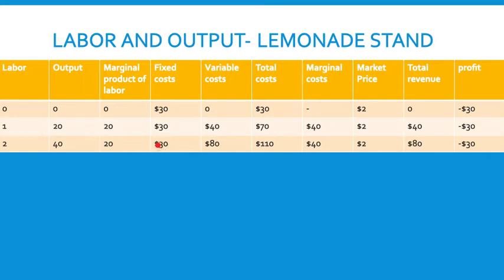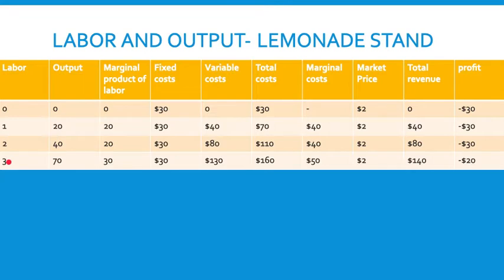Our fixed costs stay the same, $30, but our variable costs go up. $40 for the cups of lemonade, $1 per cup, plus $40 for the 2 workers, $80. Our total cost is $110. So our marginal cost has changed from 70 to 110, which is $40. At $2 a cup, so $2 times 40, we have $80. We're still at negative 30. Still haven't made any money. So we've got to figure out how we can make this profitable.